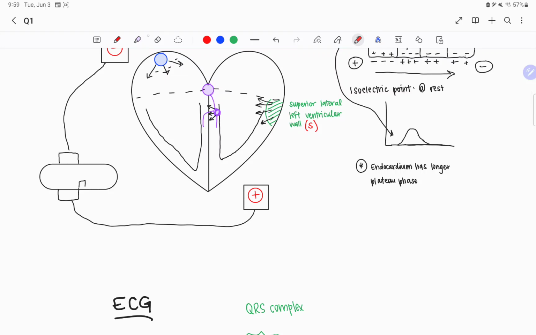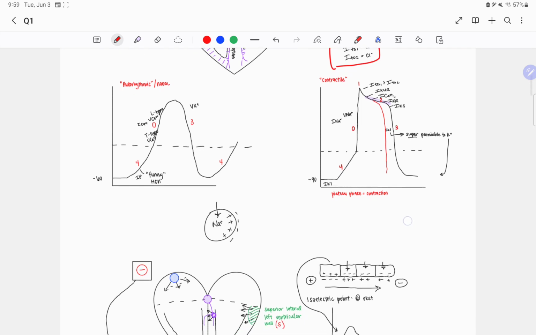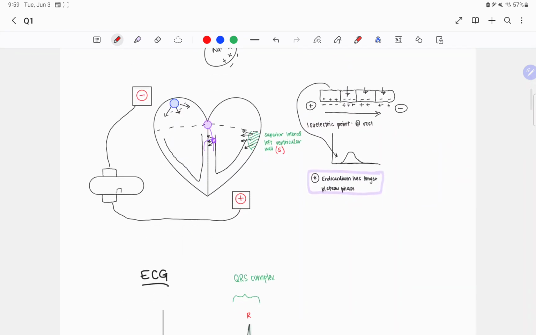So what's interesting and important to remember is that endocardium has a longer plateau phase than epicardium does. So these are the contractile cells, right? So for epicardium, we'd see something like this. The plateau phase isn't quite as long as the endocardium. Kind of interesting.